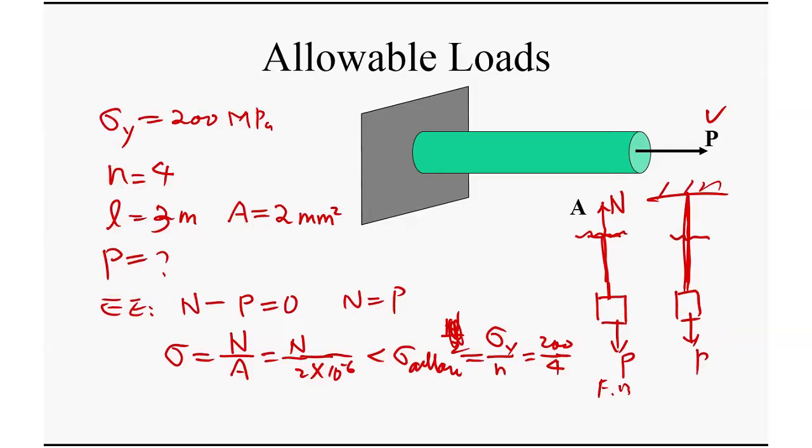Now, how can I make the stress less than 50? Do we have enough equations to find the answer? So when N over A, actually we know A. So let me write down N over 2 times 10 to the minus 6. This is the stress. We want to make this smaller than or equal to 50. Now can you solve this one? Find out the N. N equals what?